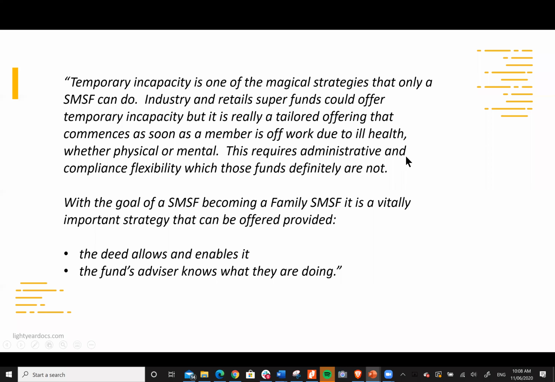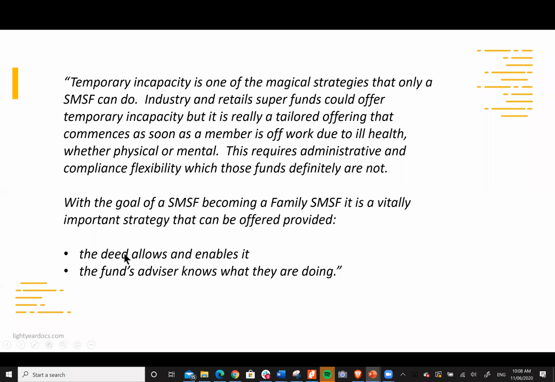Essentially, it really needs administrative and compliance flexibility. So I'm going to show you how to actually do the document and start it up within hours of someone being noted as being temporarily incapacitated. Now, the goal of an SMSF for all of us is becoming a family SMSF. It's a vitally important strategy.